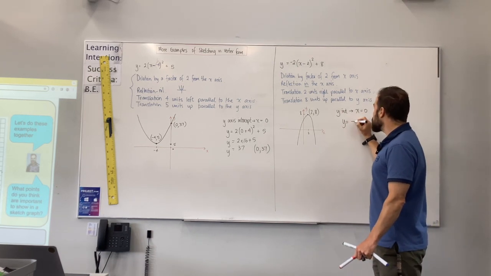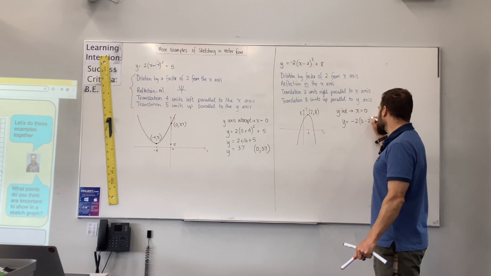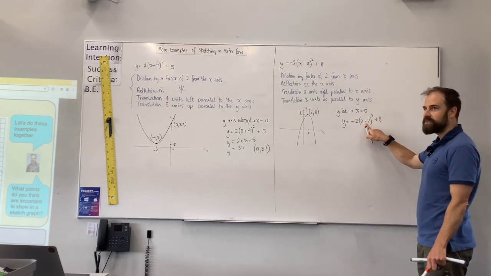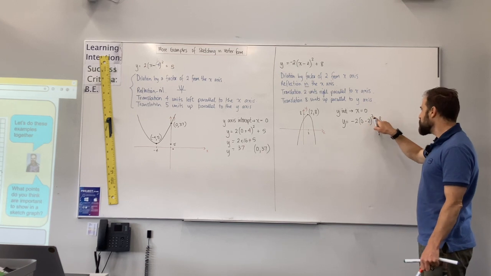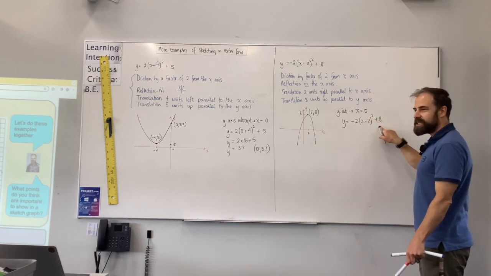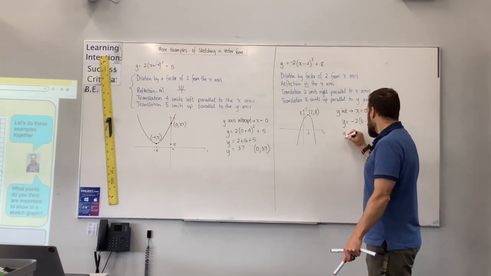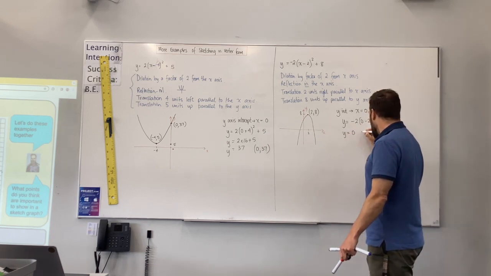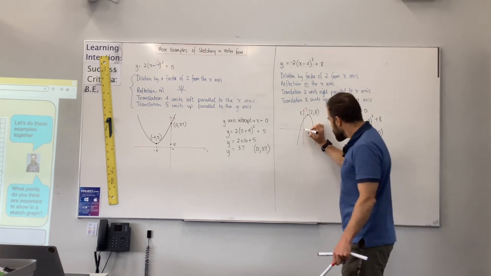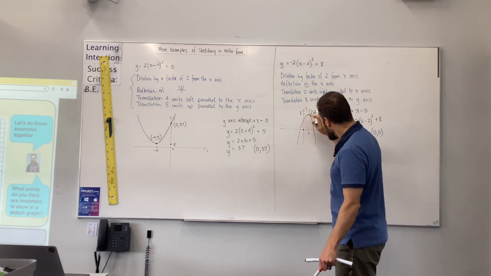So y equals -2 times (0 minus 2) squared plus 8. What is 0 take away 2? -2. Square it. 4. Times by -2. Plus 8. 0. So when x equals 0, y equals 0. So I actually need to have a point here.